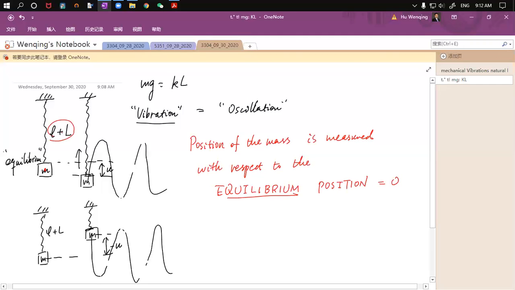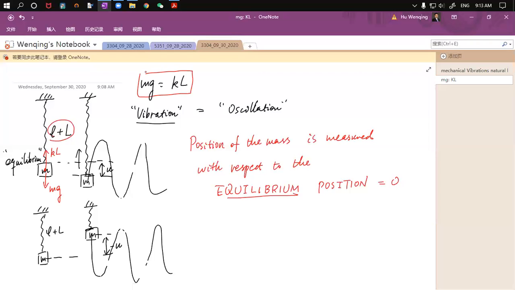It's already elongated, but the mass is subject to 0 force because the spring force, k times L, just agrees with mg, so that you're going to have this identity. So this is what we call the equilibrium position. The equilibrium position is always denoted as your 0. It doesn't mean that the original length of the spring is denoted by 0, but the equilibrium position is denoted by 0. Is that good for everybody?